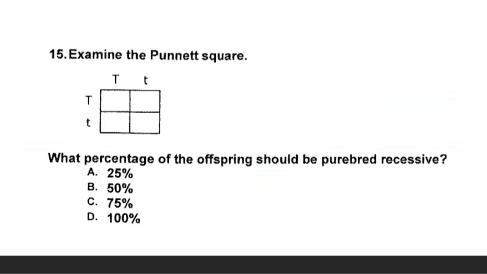Number 15, examine the Punnett square. What percentage of the offspring should be purebred recessive? So first step is to fill out this Punnett square. Remember that we're always bringing one down and bringing the other one over. And then it's looking for purebred or homozygous recessive. So we're looking for our percentage of homozygous recessive there.